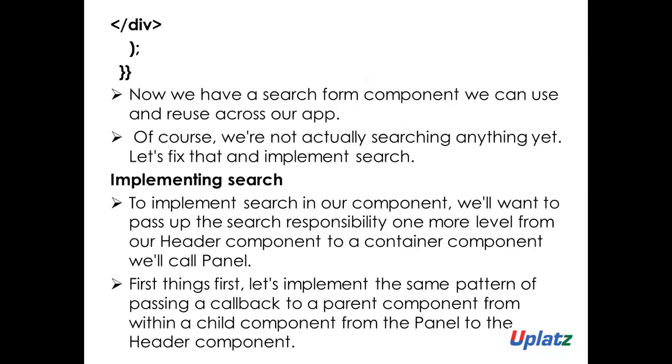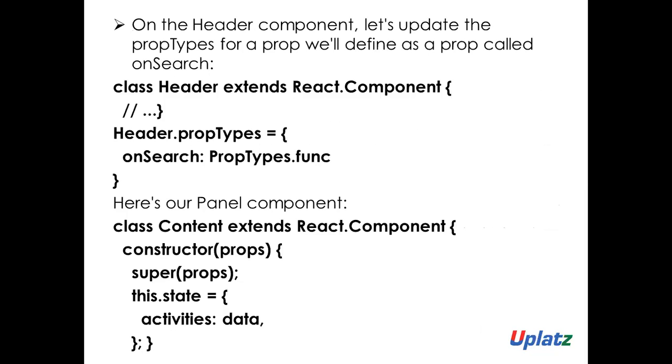So we'll want to pass up the search responsibility one more level, from our header component to a container component we'll call panel. First thing, we'll implement the same pattern of passing a callback to the parent component within the child component, from panel to the header component. So that is the first thing of implementing our search. Next, on the header component, you need to update the prop types and then you can define a prop called onSearch. So that is the second thing you can do.